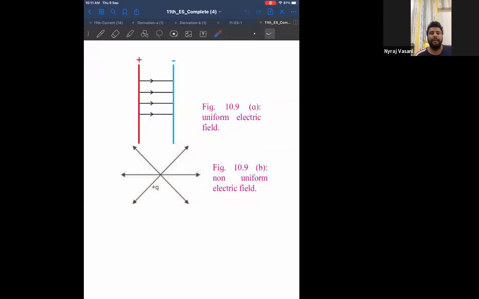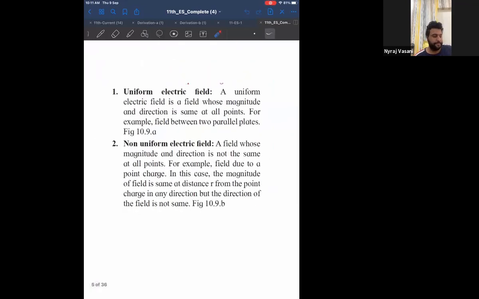So what is uniform electric field? Electric field having same magnitude and same direction, like same vectors. Then what is non-uniform electric field? Vectors having different magnitude and different directions. Therefore, a uniform electric field is a field whose magnitude and direction is same at all points. Easy, because it is same as equal vectors.